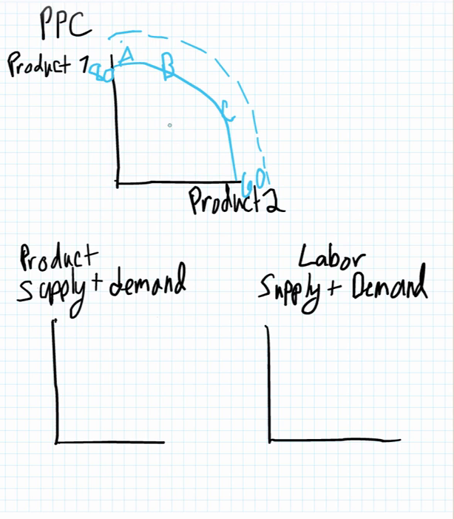So remember, we can produce within the curve or on the curve. On the curve is being efficient, maximum output. We can't produce outside the curve unless we have new technology or more resources.